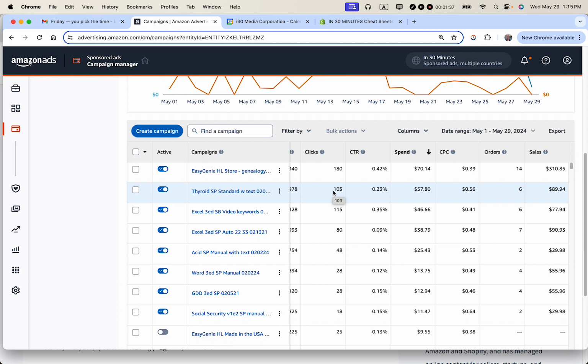So the second metric, which is arguably more important to me, is the spend per sale. Amazon does not show this data, but it's very easy to calculate. You take the spend that you have for a particular campaign, and then you divide it by the number of orders. And in this particular case, 14 goes into 70, it's about $5 per order. So for every order that I get for this campaign, it costs $5 to get that.